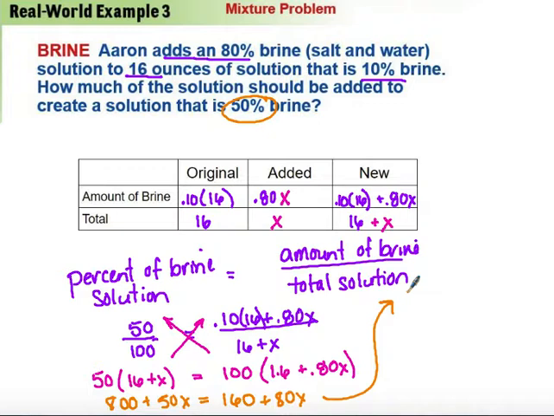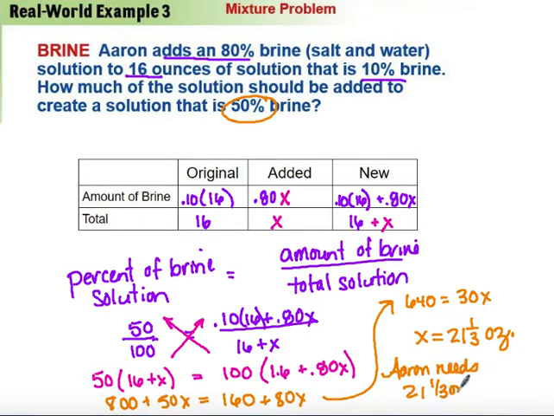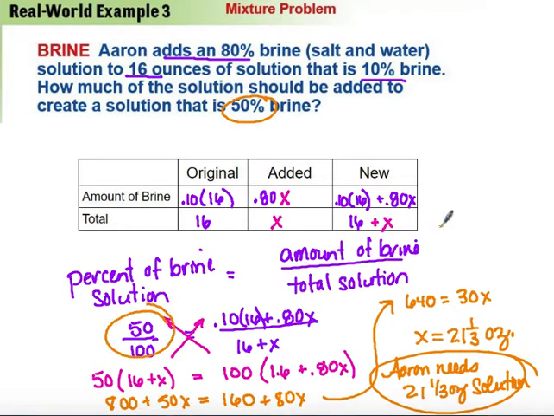Since I'm running out of room, I'm going to come up here real quick. I'll subtract 160, that's going to give me 640 is equal to 30x. So if I divide both sides by 30, the amount of solution that I should add is 21 1/3 ounces. That's what's going to give us a 50% brine solution. So Aaron needs 21 1/3 ounces of the solution, and that's going to achieve his 50%. That is your mixture or chemistry type problem.